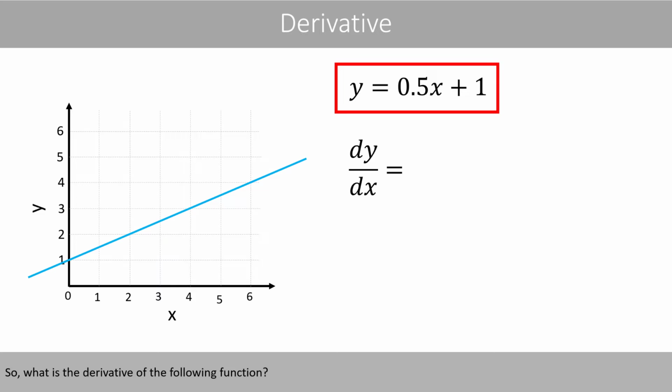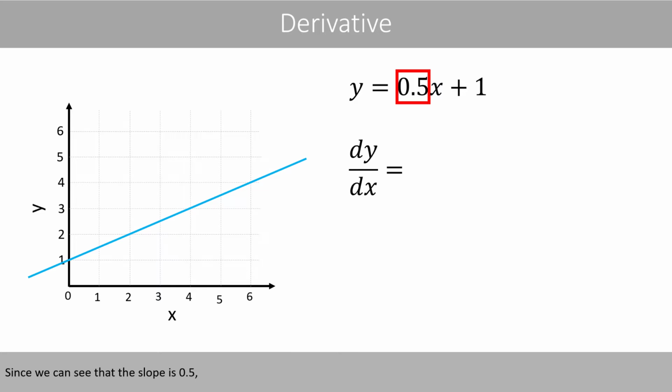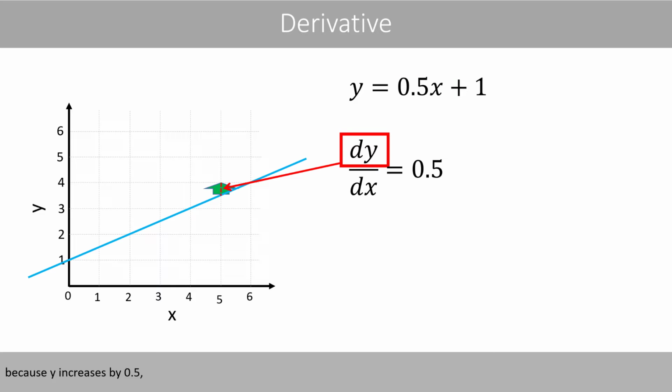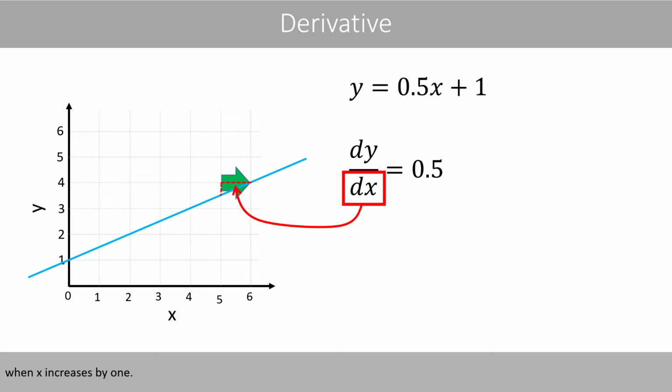So, what is the derivative of the following function? Since we can see that the slope is 0.5, we know that the derivative is equal to 0.5. Because y increases by 0.5 when x increases by 1.